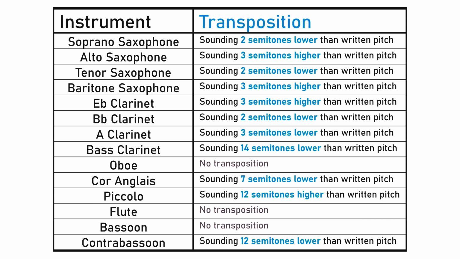So on screen you can see all of the different woodwind instruments and how much they transpose by, if they transpose at all. And you'll notice that some transpose by an octave, which is an easier transposition to get your head around. For example, the contrabassoon is an octave lower than the regular bassoon, so the notes coming out of the contrabassoon are 1 octave lower than the notes the bassoonist is actually reading on the notation.